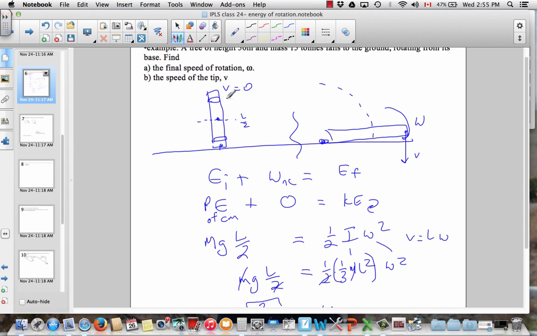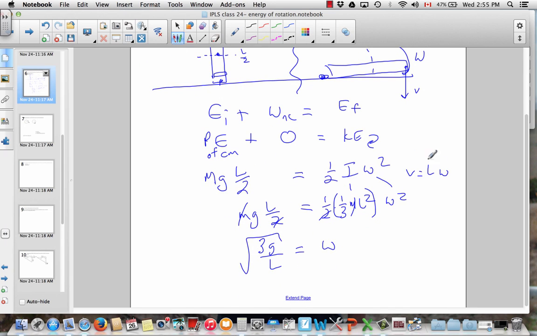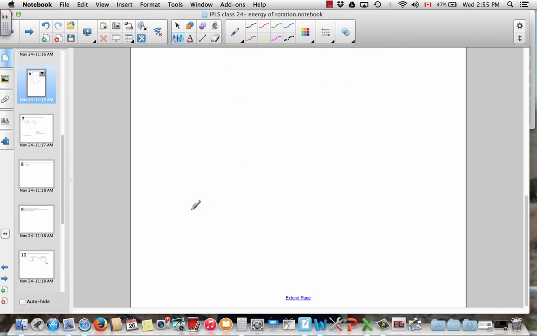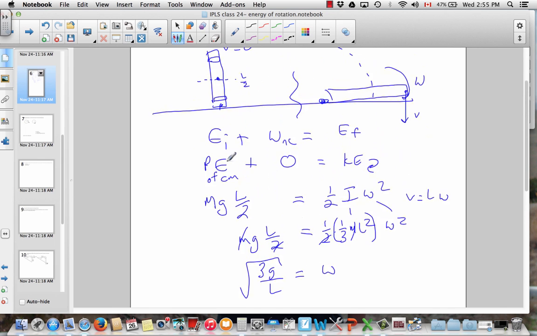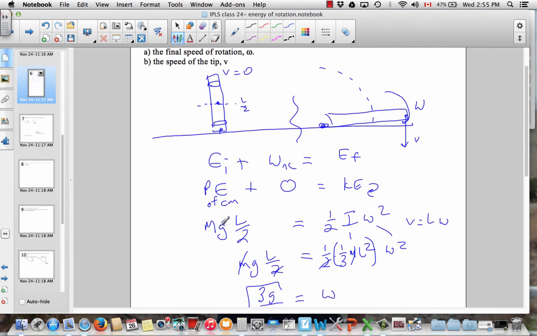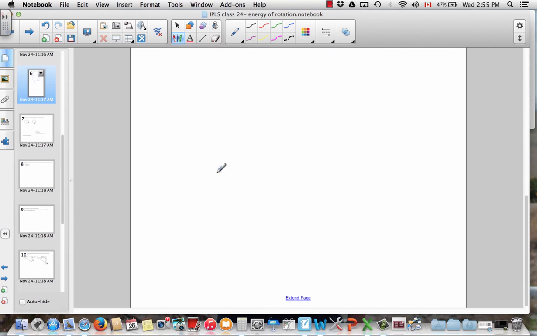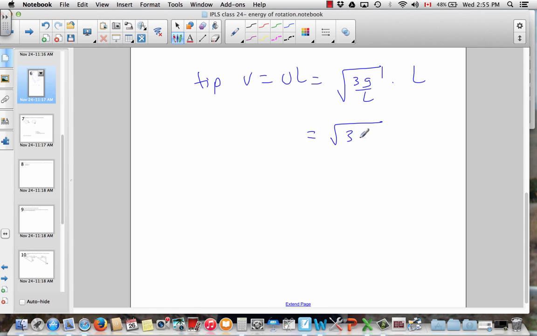The speed of the tip, then, is that value of omega times the length. Now it responds. Fabulous. We got some major sluggishness going on here. Okay. So the tip speed will be omega L. So that's root 3g over L times L. Well, L over the square root of L, you can show, just reduces to this expression here.